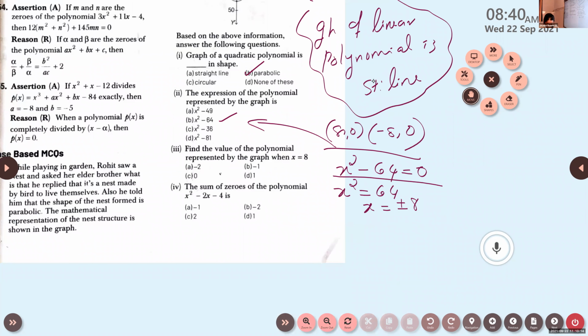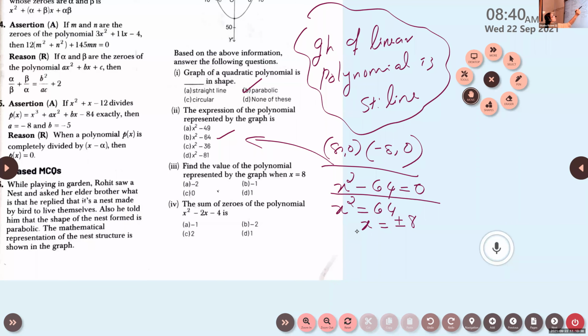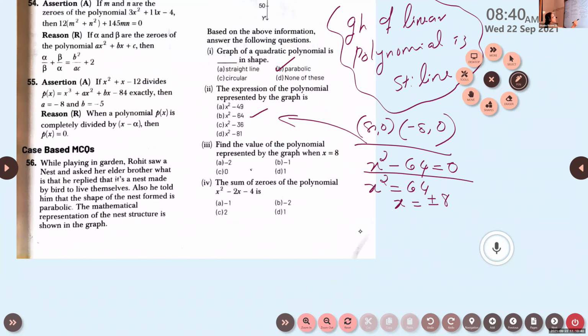Now, fourth question. Sum of zeros of the polynomial. What is the formula for sum of zeros? Sum of zeros, alpha plus beta, equal to minus b by a. Alpha plus beta equal to minus b by a.